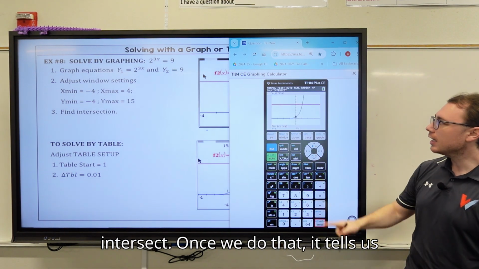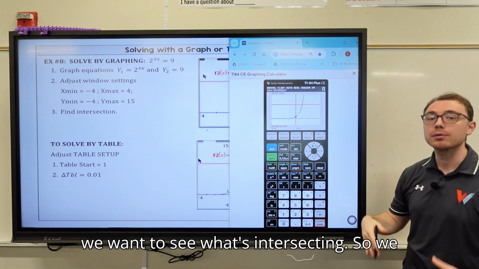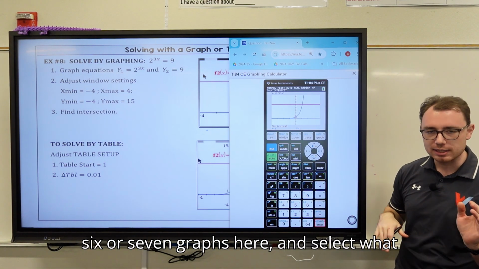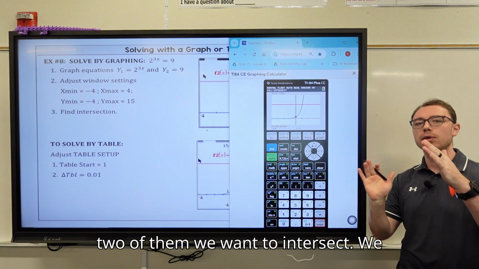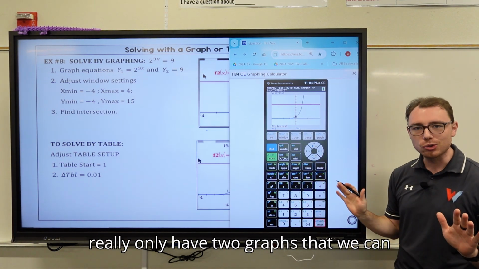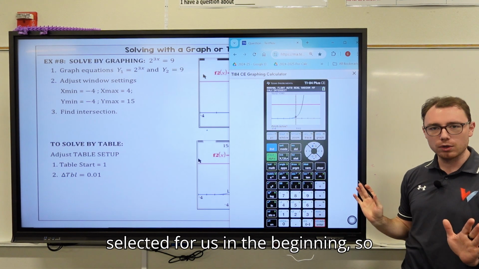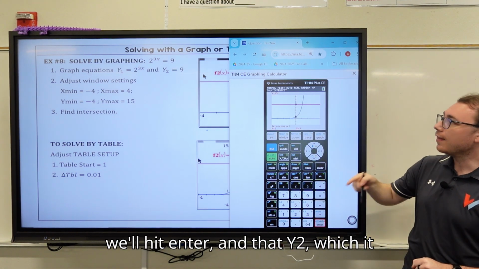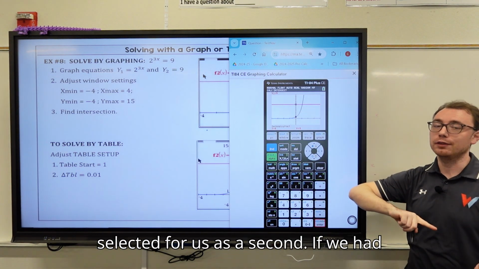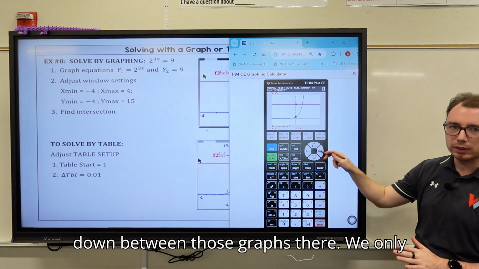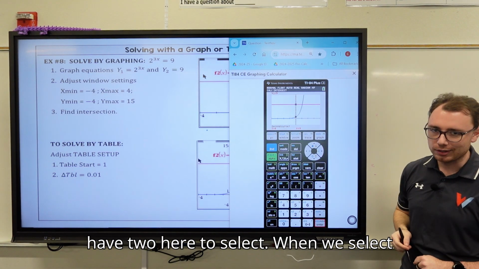Once we do that, it tells us to select the two different graphs that we want to see what's intersecting. So we could have a bunch of graphs, like 6 or 7 graphs here, and select which 2 of them we want to intersect. We really only have 2 graphs that we can select. This Y1, where it's already selected for us in the beginning, so we'll hit enter, and that Y2, which it selected for us as a second. If we had multiple graphs, we need to tab up and down between those graphs there. We only have 2 here to select.